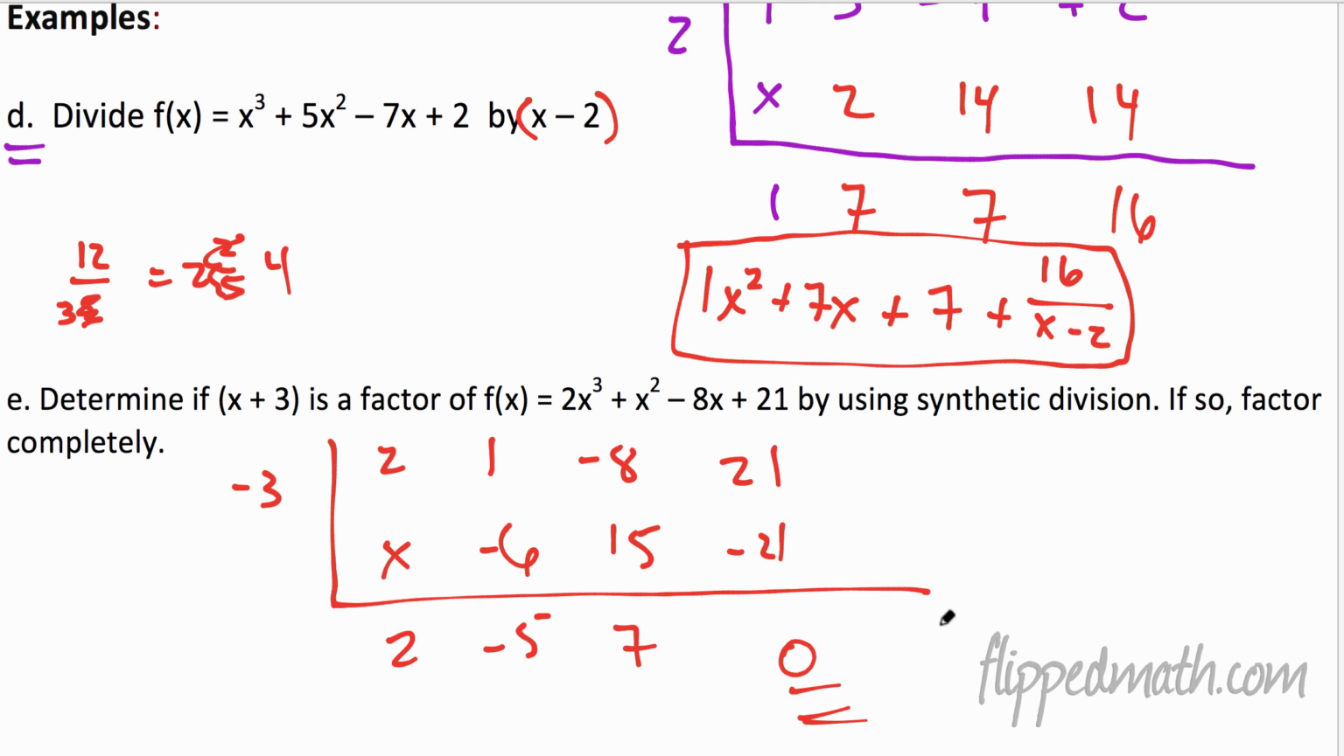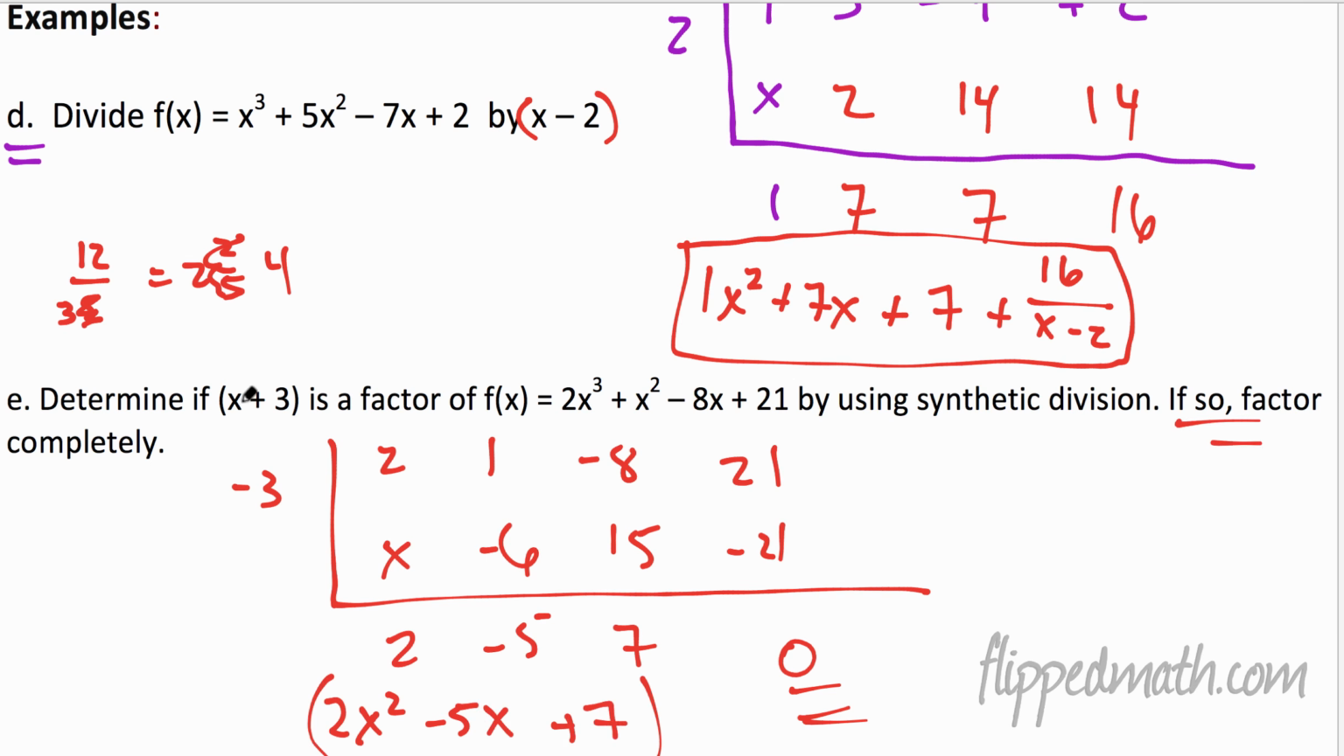The last term's always the remainder. So when we divide this polynomial by x plus 3, our answer is going to be 2x squared minus 5x plus 7. And there's no remainder, so I don't have to worry about it. But guess what? Now we can factor that, because it says if so, then factor completely.